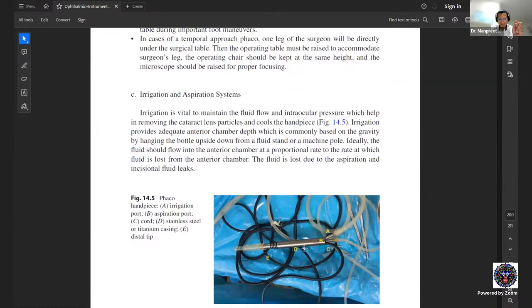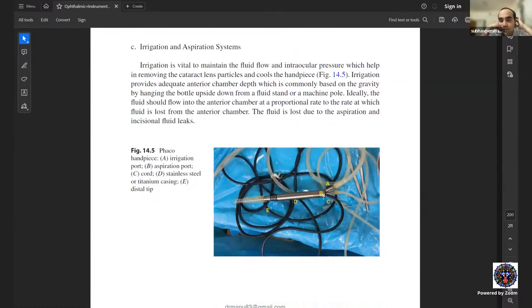So this is a phaco handpiece. Is it visible? Yes, sir. So in this metal hub, there are multiple piezoelectric crystals. Electricity goes there and it makes them vibrate at a very specific frequency of 20,000 to 40,000 hertz. This vibration is delivered to the phaco tip.